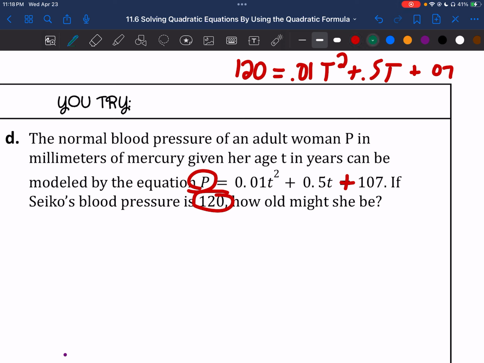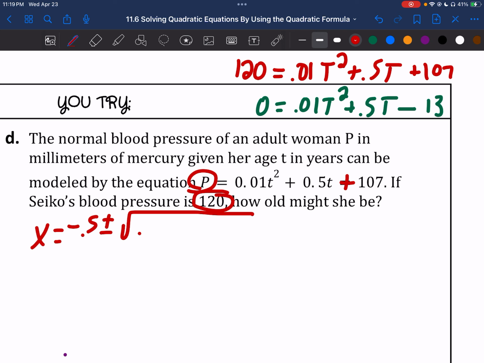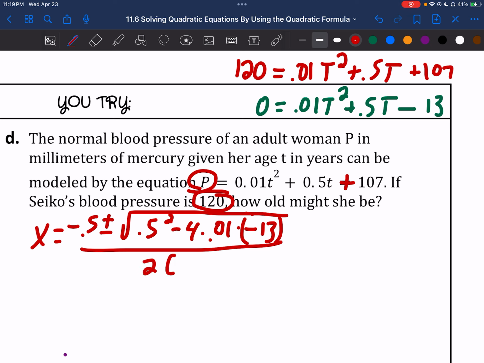So then we subtract 120 from both sides, and we get 0 is equal to 0.01 T squared plus 0.5 T minus 13. All right, so that is our quadratic formula that we are going to be solving. So x is equal to the opposite of b, negative 0.5, plus or minus the square root of 0.5 squared, minus 4 times a, which is 0.01, times c, which is negative 13, all over 2 times 0.01.